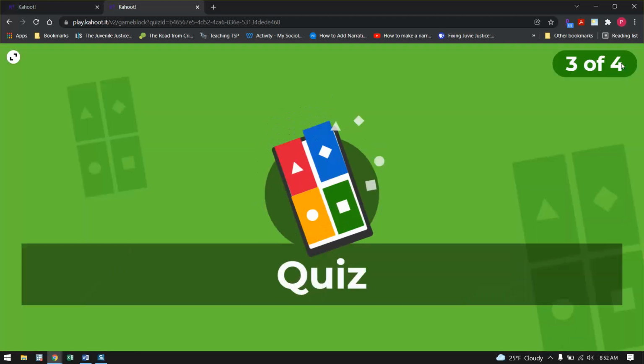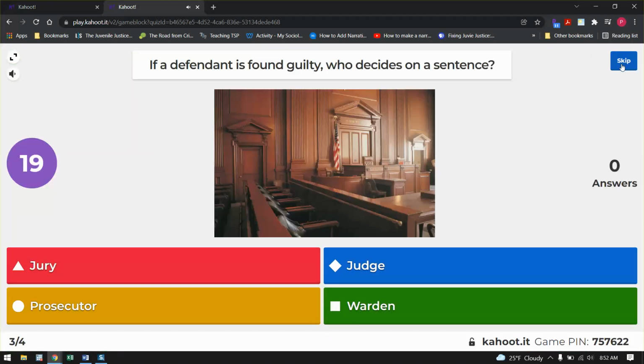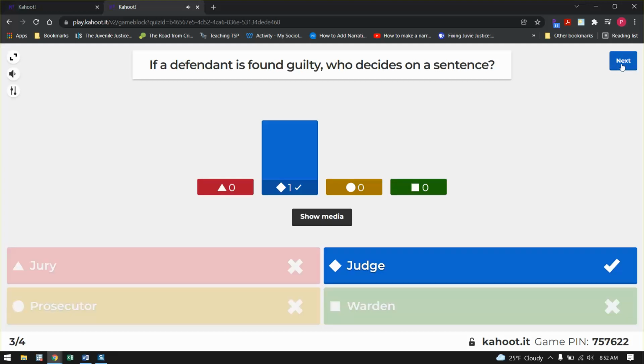All right, so moving on to our third question. This really has to do with the progress through our criminal justice system. If we get to a point where a defendant is found guilty, the question becomes, well, who decides on a sentence? There are several different actors within the courtroom system. You have the jury, the prosecutor, and the judge. In the case of sentencing, that responsibility falls to the judge. The jury is there to determine guilt, but they don't determine the sentence.